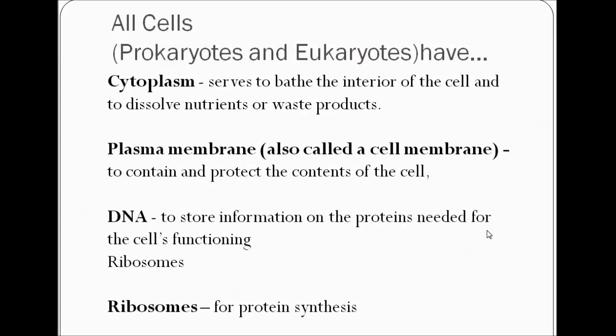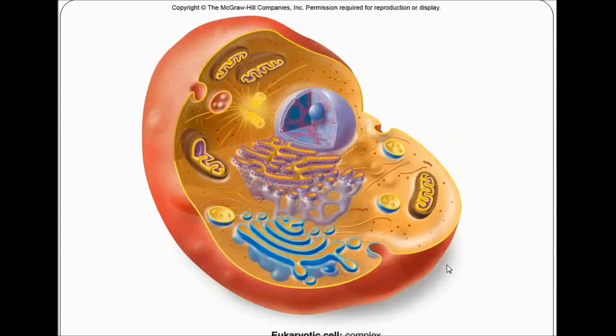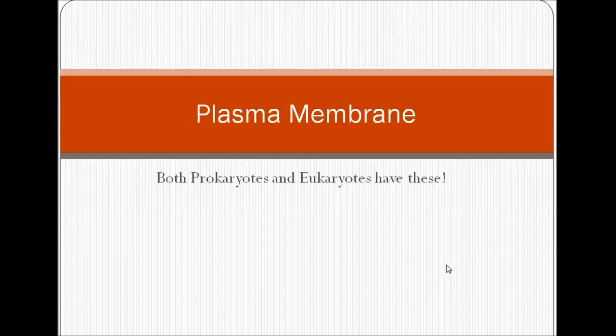All right, what do all cells have? Prokaryotes and eukaryotes, they've got a cytoplasm. That's the first thing I started with you. They've got a plasma membrane, also called a cell membrane. They have DNA, and they have ribosomes. And here's a few pictures so you can practice identifying things.